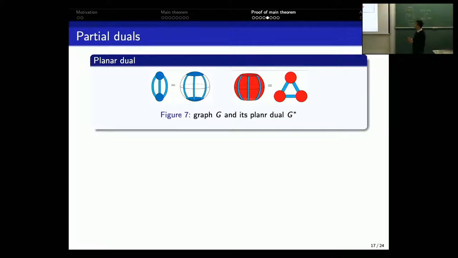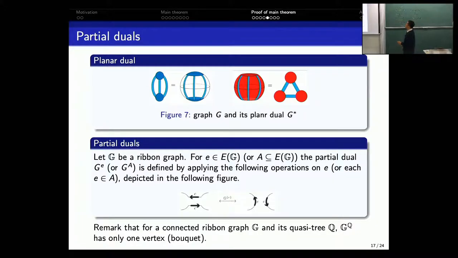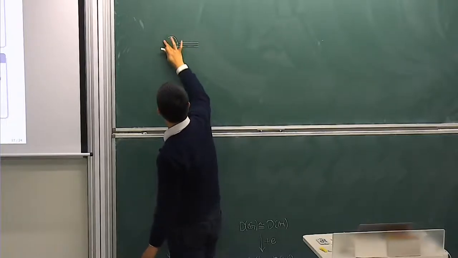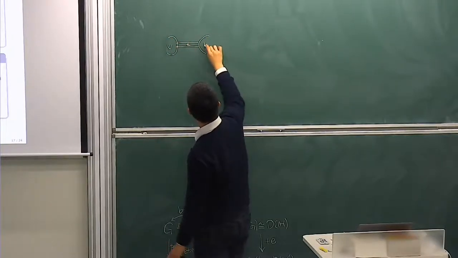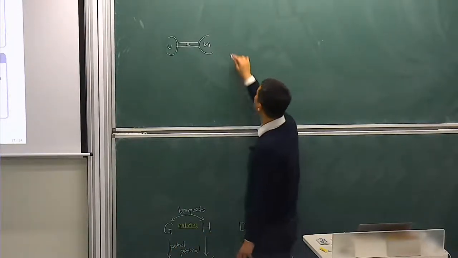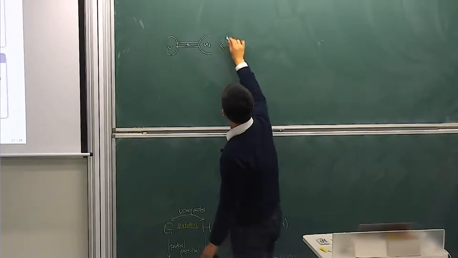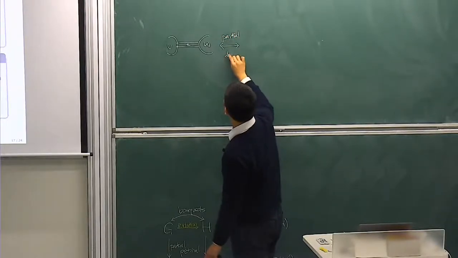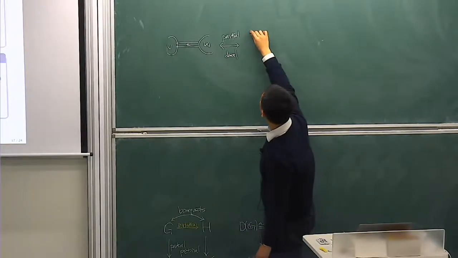The partial dual, by the name of it, is applying a dual operation on some of the edges. So if I have a ribbon graph that looks like this, and if we apply a partial dual, the resulting graph looks like this.